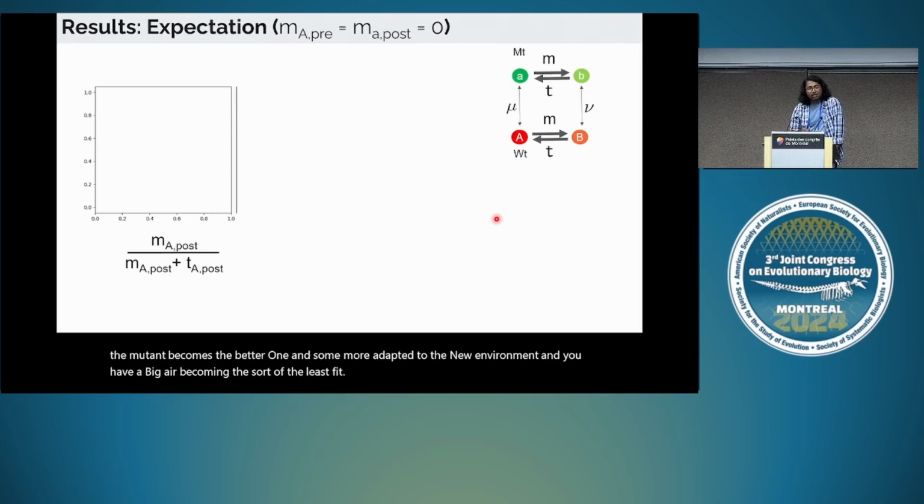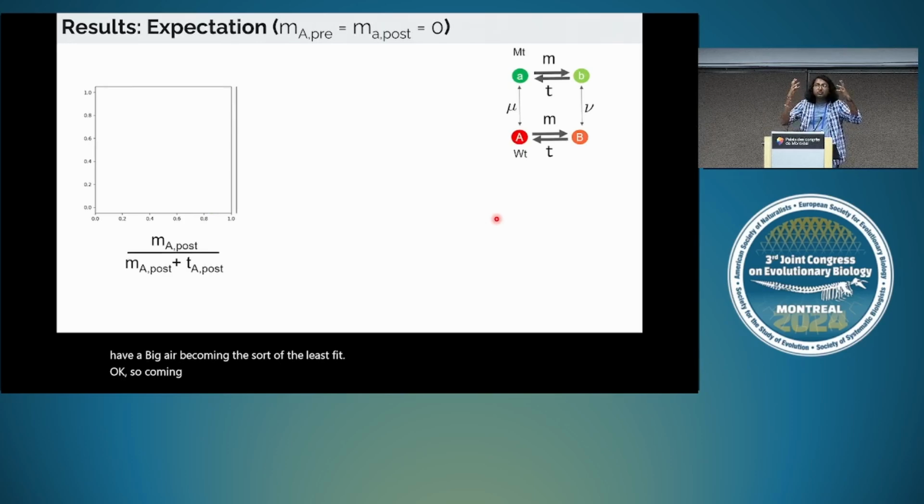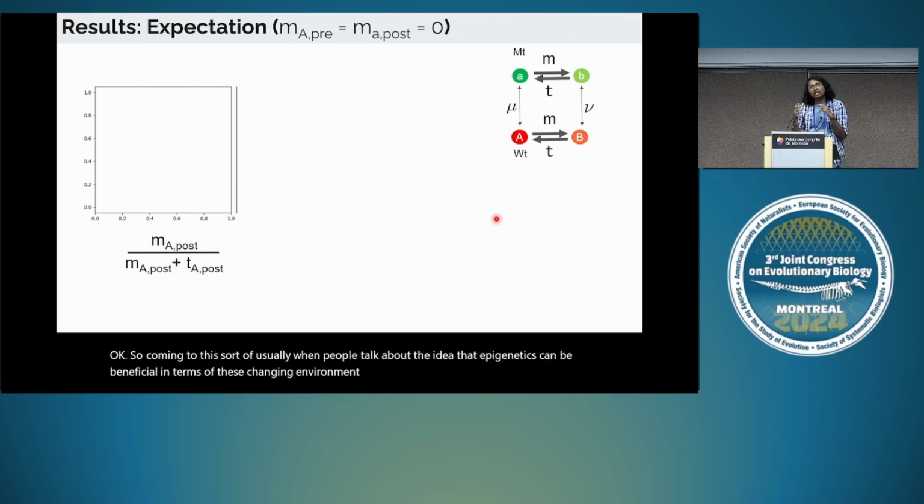Okay. So usually when people talk about the idea that epigenetics can be beneficial in changing environment situations, what they assume is that the epigenetic modifications are only happening in one direction, and that's in the direction of the beneficial allele. And so what I mean by this is, in the first step, we assumed that before the environmental change, you only have modifications of the mutant back to its epigenetically modified allele, and post-change, we only have the wild type going into its epigenetically modified state.